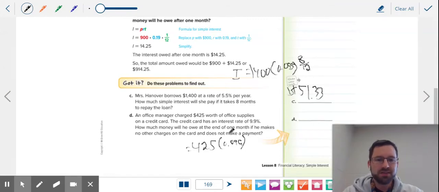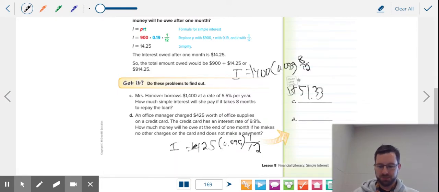All right, now this is different because it says how much money will he owe at the end of 1 month? So 1 month is 1 divided by 12. Okay, it's one part of 1 year, 1 month out of 12, right? If he makes no other charge. So how much money will he owe?